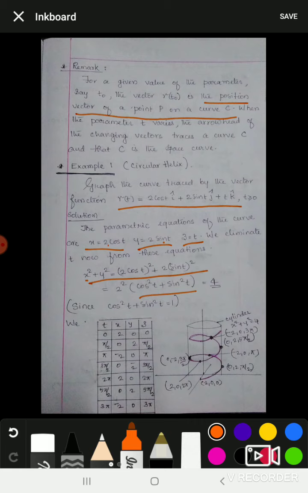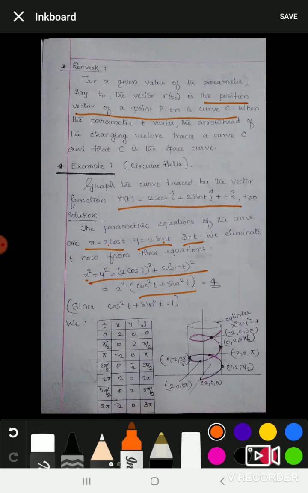So what we got? We don't have t now in this equation. We have the equation x square plus y square is equal to 4. Then we have z is equal to t. So we have the z axis itself. So what we get is a circular cylinder, and the points of the arrowheads will determine a helix. Then how will we look at the points? We will have 0, pi by 2, pi, 3 pi by 2, like that. We will vary the values of t.